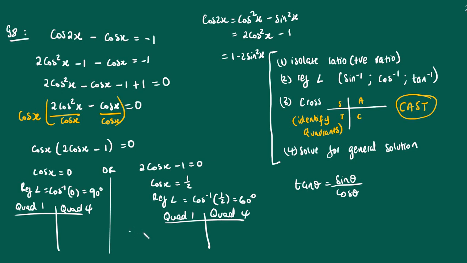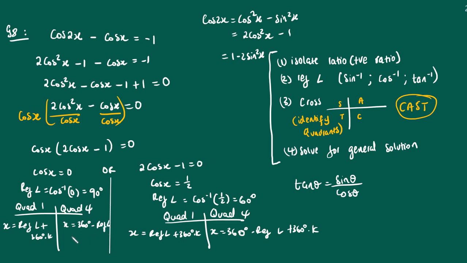You know quad 1 is going to be x, the reference angle, plus 360 degrees times k. Quad 4 is going to be x, 360 minus the reference angle, and then plus 360 degrees times k. Same thing this side. Quad 1, reference angle, plus 360 degrees times k. X is 360 degrees minus the reference angle, plus 360 degrees times k. Then you solve. So that is how you deal with the ones with the highest common factor.